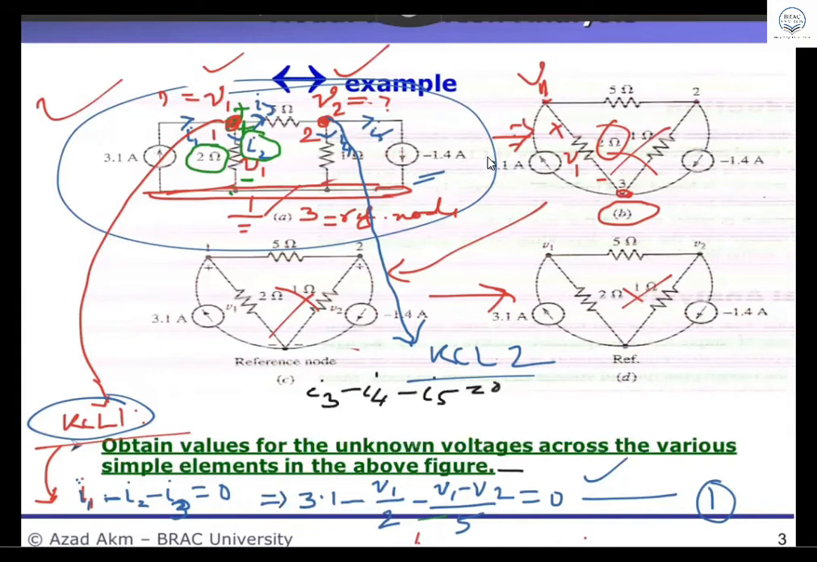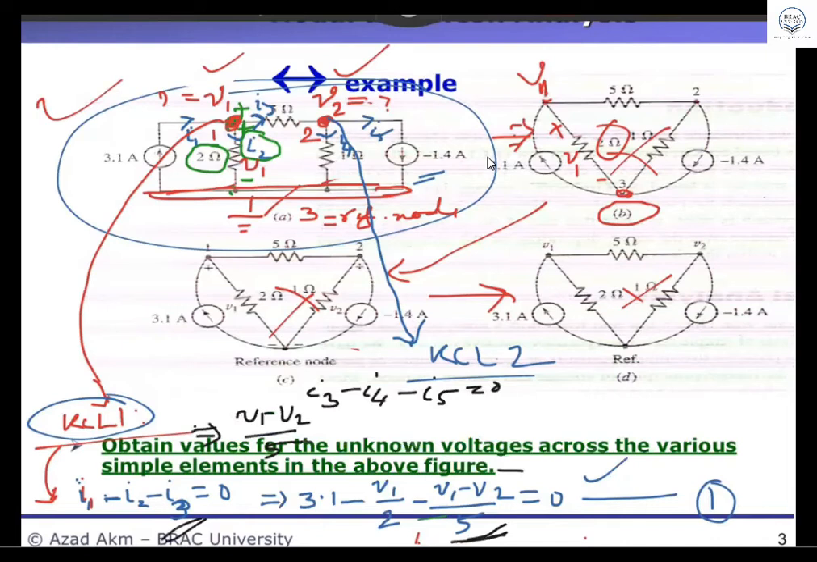That's fine, no problem. Now you go for substituting the values. What is I3 supposed to be? Can you tell me, anybody? V1 minus V2 divided by 5. Beautiful. This is your I3. We already found I3 equal to V1 minus V2 divided by 5. Excellent. So you should write simply here V1 minus V2 divided by 5.